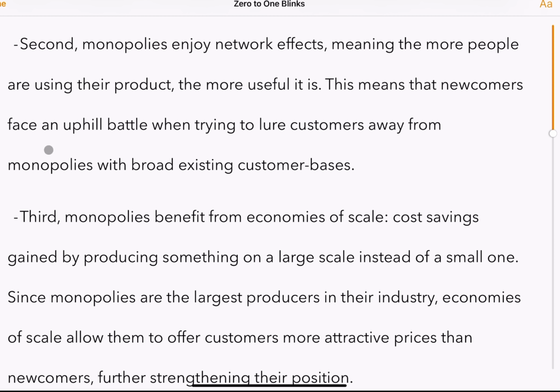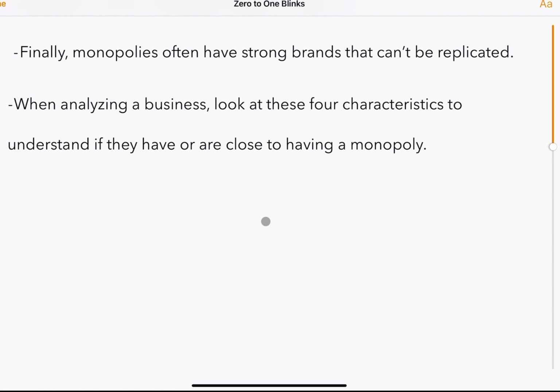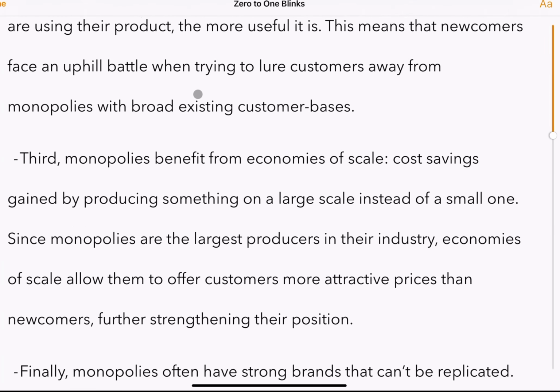This means that newcomers face an uphill battle when trying to lure customers away from monopolies with broad existing customer bases. And third, monopolies benefit from economies of scale. Cost savings gained by producing something on a large scale instead of a small one. Since monopolies are the largest producers in their industry, economies of scale allow them to offer customers more attractive prices than newcomers, further strengthening their position. And finally, monopolies have stronger brands that can't be replicated. So we have these 4 points.